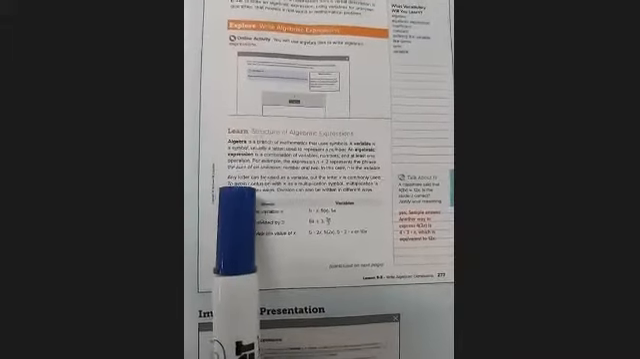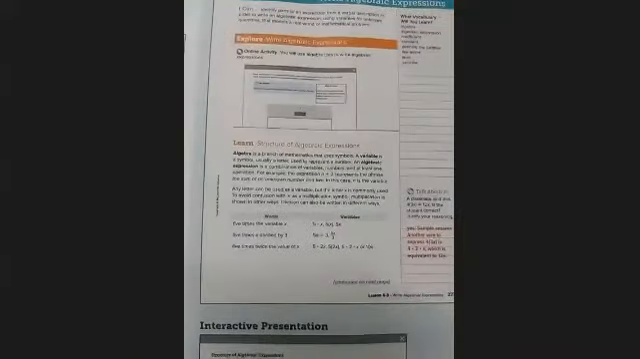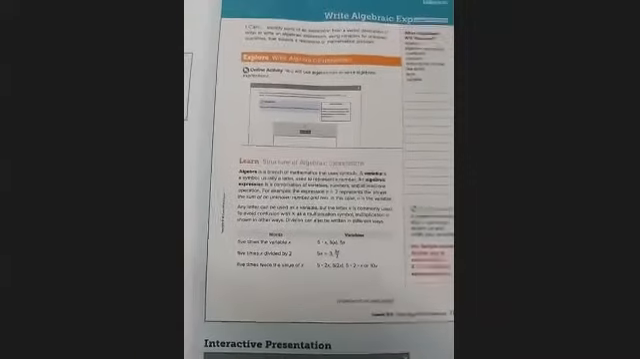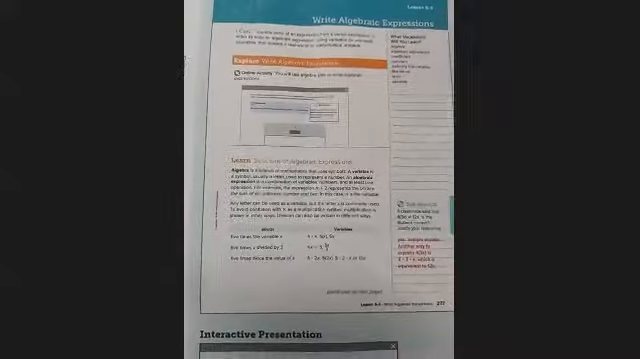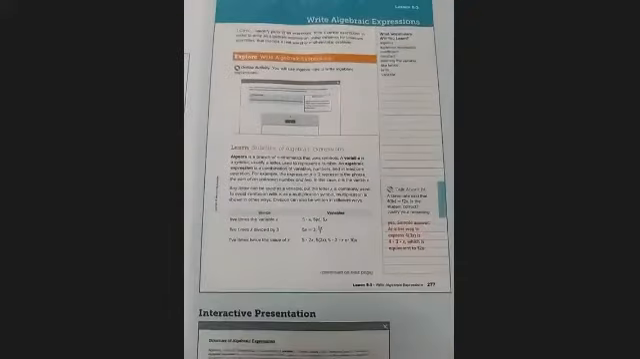Any letter can be used as a variable, but the letter x is commonly used. What's the meaning of commonly used, guys? Commonly used means we use it the most. Always we say in math 5x, x, x. So x is commonly used. We use it so much.